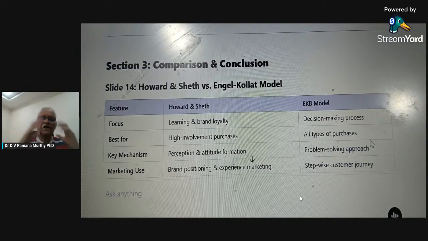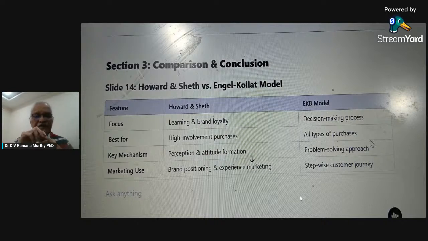In conclusion, let us try to compare these two models. So what are the bases of comparison here? On focus, which one is best for what, what is the key mechanism, and what is the marketing use? Let us examine the differences in detail.